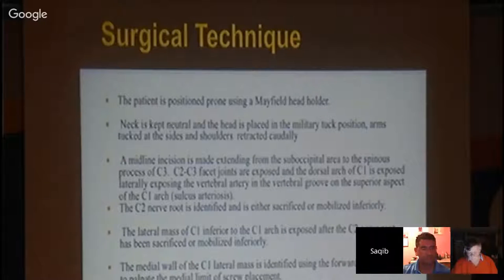But if you want to be using the joint to put in something in the joint, you'll have to sacrifice it. The medial wall of the C1 lateral mass is identified. Use the forward angle curette or some kind of hook and make sure that you know where the medial wall of the lateral mass is. And the medial aspect of the transverse element of C1, C2 can be identified as well. And that's your lateral limit of your screw placement.